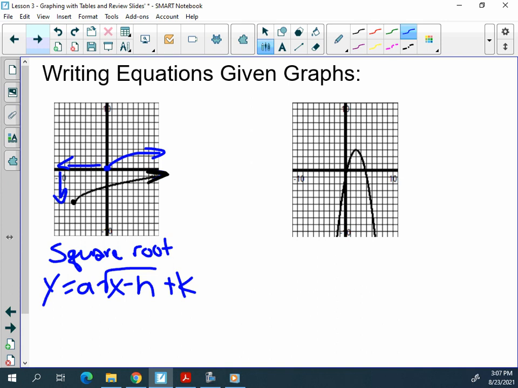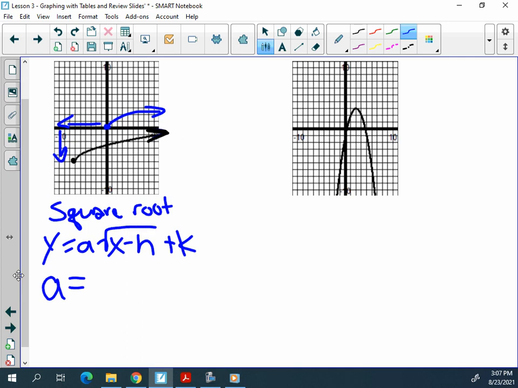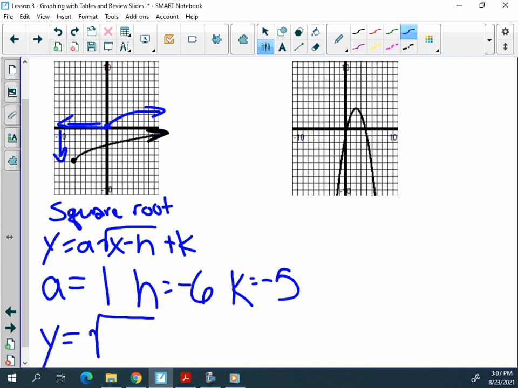The eyebrow has not flipped, and we don't know how to find what number a is right now, so we're going to assume a is either 1 or -1. Since the eyebrow is not upside down, we're going to say a is 1. Because we shifted to the left, we'll count how much we shifted to the left. And if you count on your sheet, you should see that you shifted to the left 6. So h is -6. And k, we've shifted down 5. So k is -5. Final equation is going to be this. Y equals the square root of x plus 6, minus 5. If you want, you can put a 1 out front, but you don't have to.